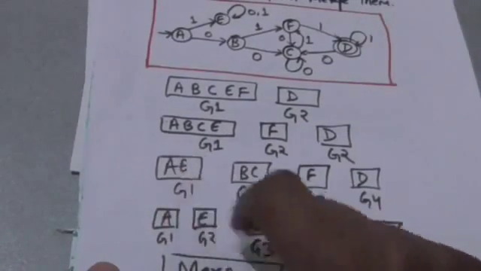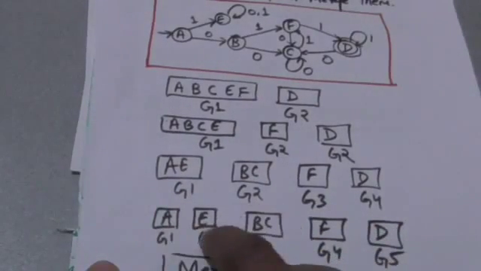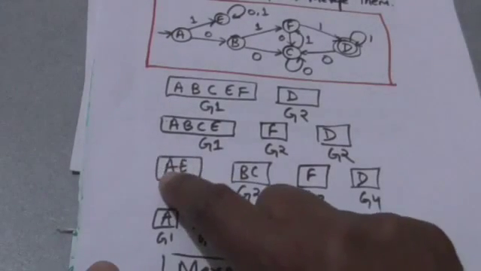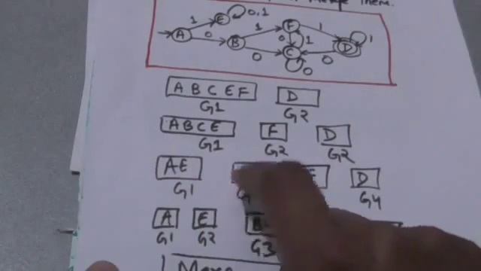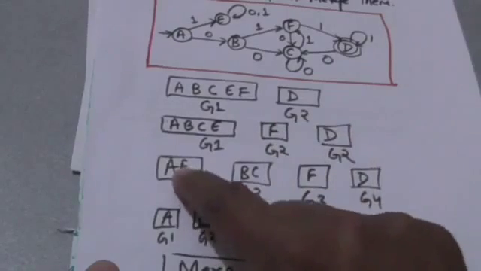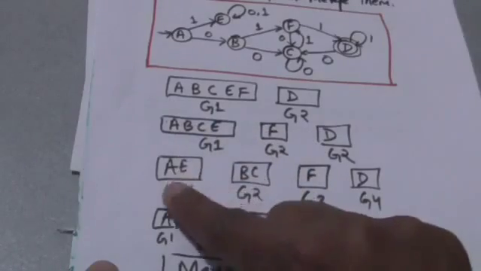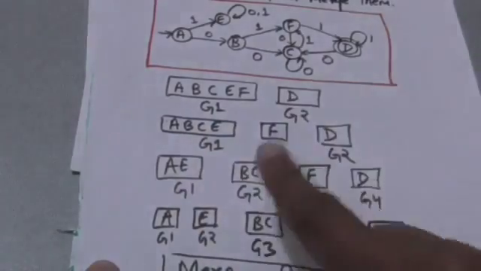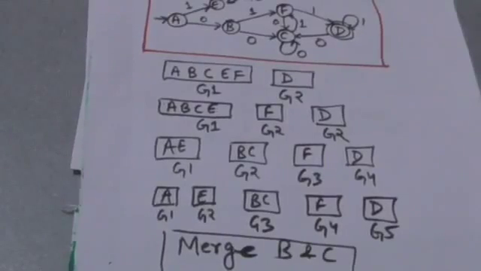So again, what will we do? We will partition or divide this group. One will have a state A and the other will have a state E, because for input symbol 0, A has transitioned to B, which belongs to group G2, and E has transitioned to E for input symbol 0, which belongs to group G1, right. So here, for the same input symbol, since they have transitioned to the states of different groups, we have divided them. Now we will try to divide the group G3, which has two states, B and C.